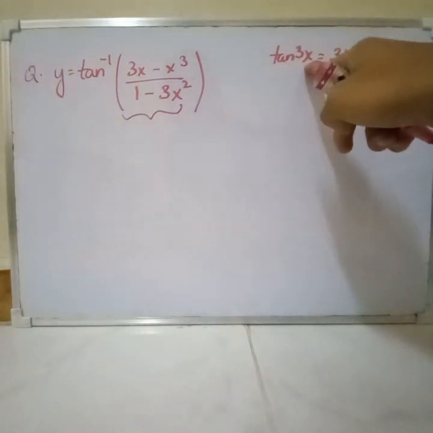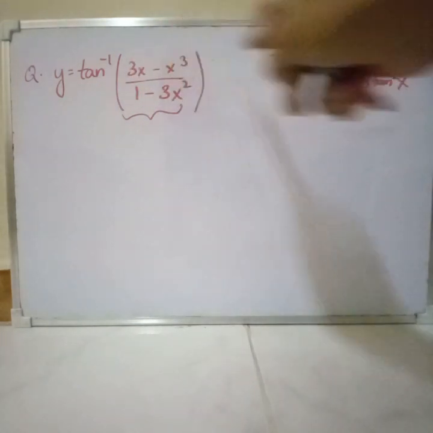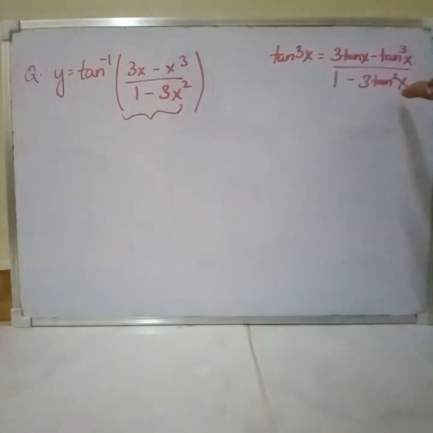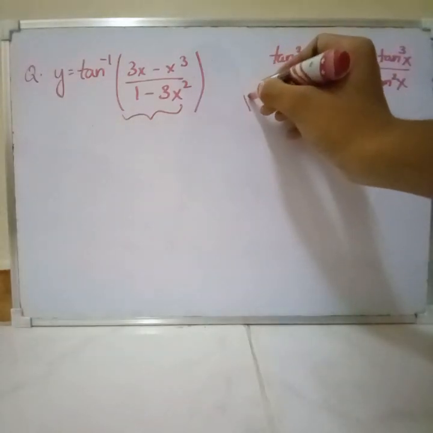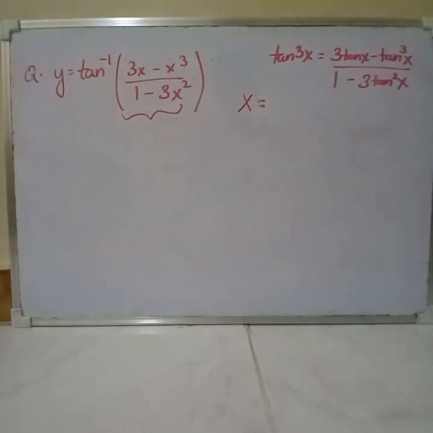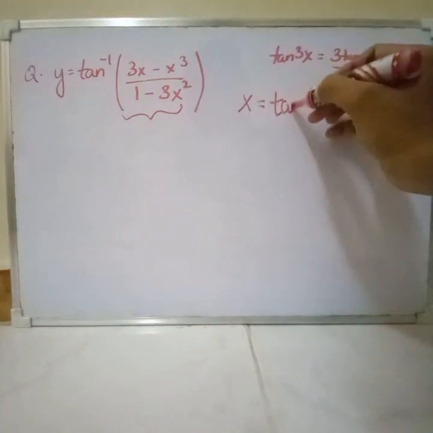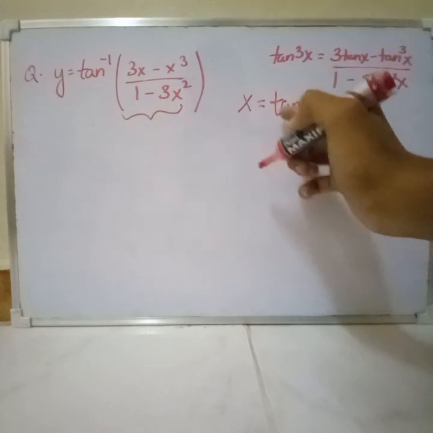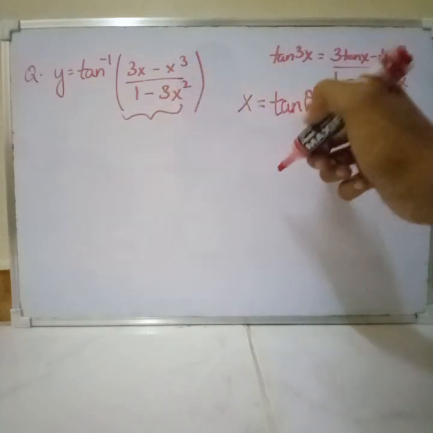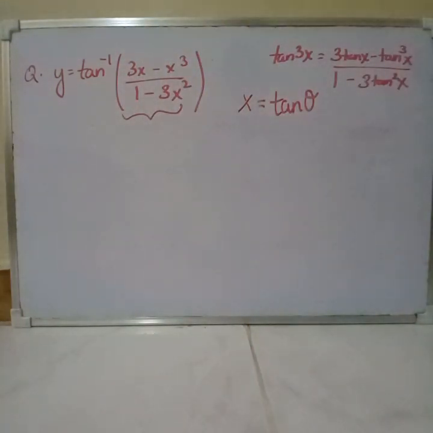So tan 3x is equal to 3 tan x, and so on. Instead of x, we are having tan x; instead of x cubed, tan cubed x; and instead of x squared, tan squared x. So it is the same formula as this one. Instead of x here, we have tan x. But the variables cannot be the same, right? So instead of x, we can put tan theta. So x should be equal to tan theta. This is our condition which we are setting: x equals tan theta.